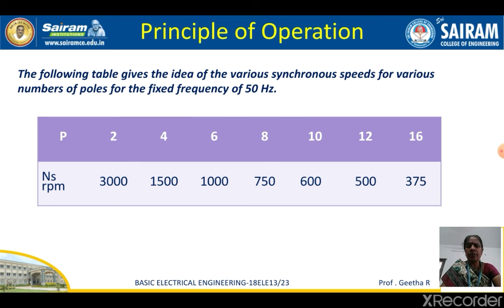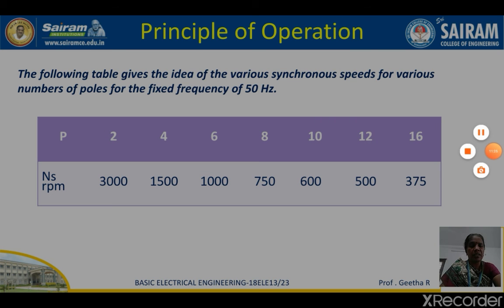So when you plot based on that formula seen in the first slide, if you calculate the synchronous speed based on the number of poles, for 2 poles the synchronous speed will be 3000, and for 4 poles it is 1500. Similarly, for 12 poles it is 500, and for 16 poles the speed will be 375. So that's all about the working principle of operation of the synchronous generator. We'll see the remaining in the next.